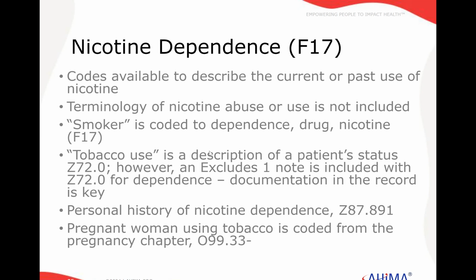If somebody's a former smoker, they can have a personal history of nicotine dependence, the Z87.89. And then anything that could conceivably impact a pregnancy is going to be O99.33, going back to the general rule that anything that impacts a pregnancy is coded with a code from the OB chapter.